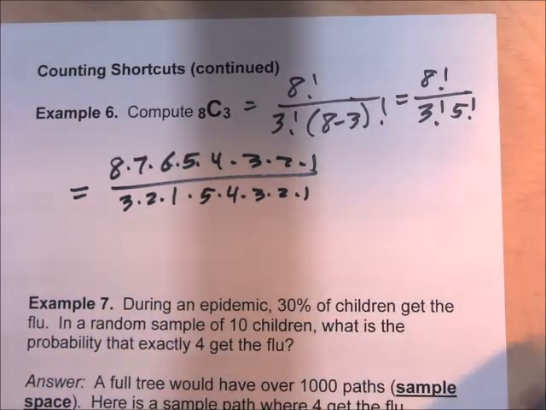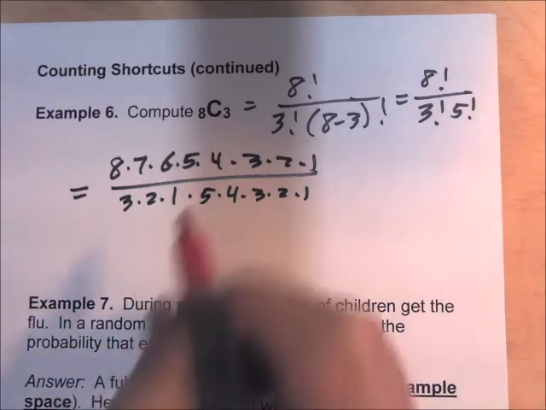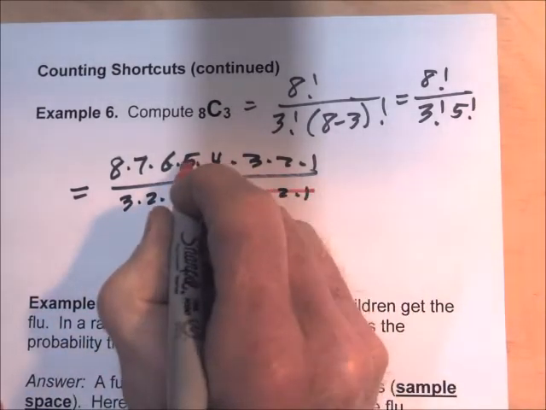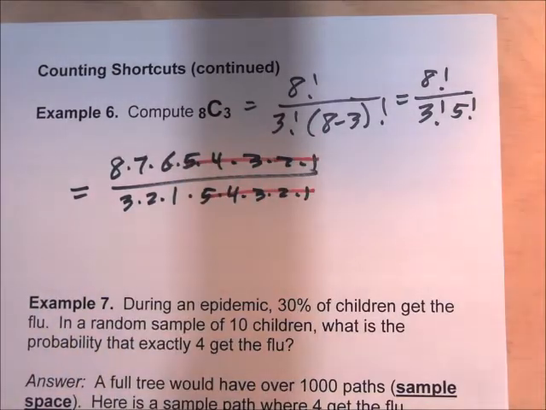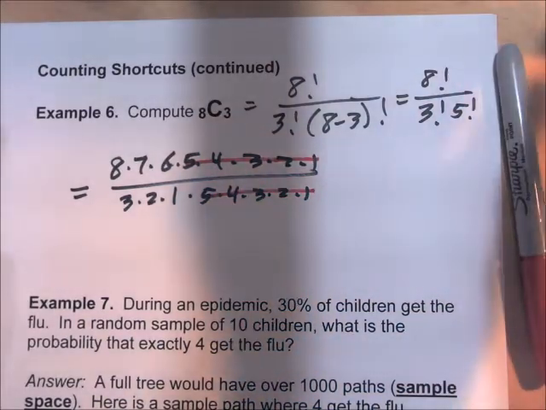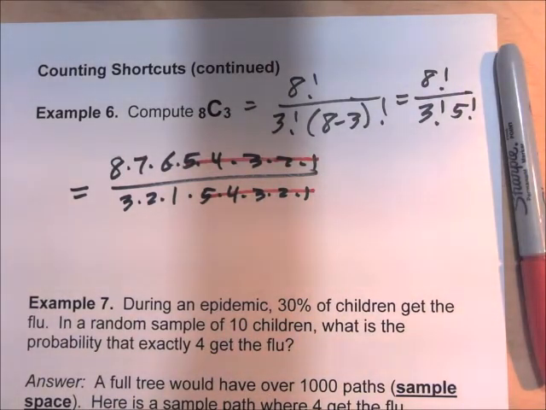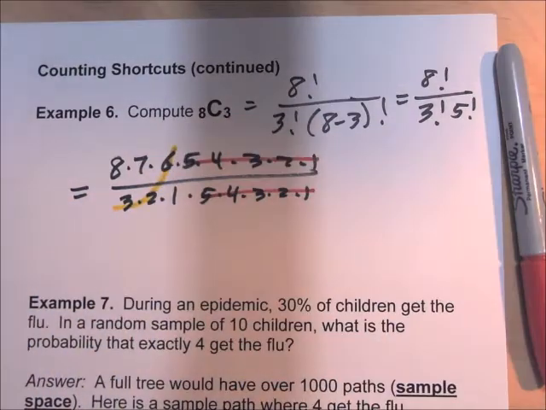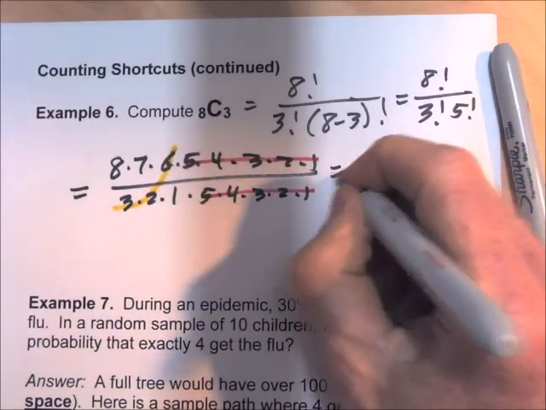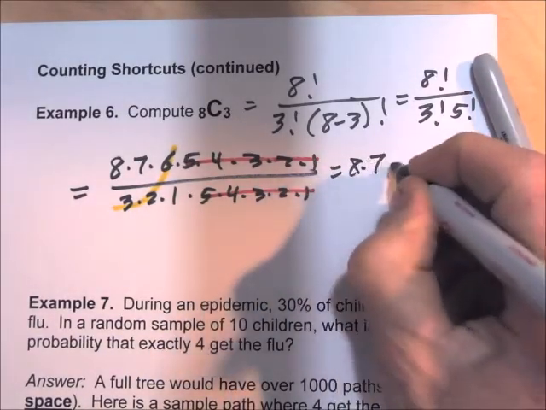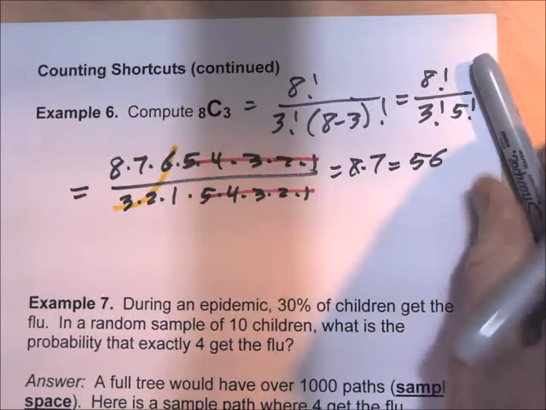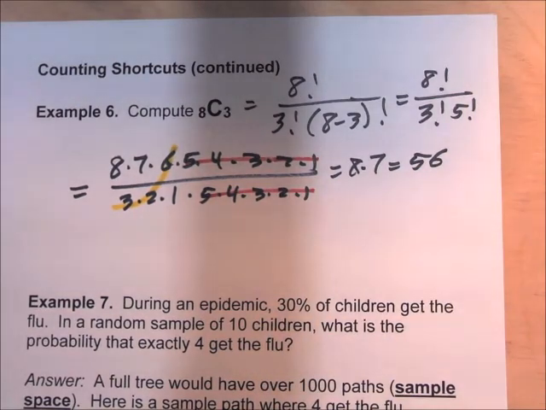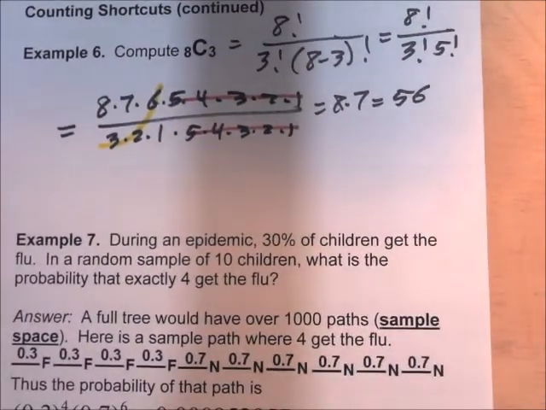Okay, so the 5 on down will cancel. And also the 3 and the 2 will cancel with 6, since 3 times 2 is 6. So we can cancel these with the 6. And that leaves us with 8 times 7, which is equal to 56. So the answer there is 56.